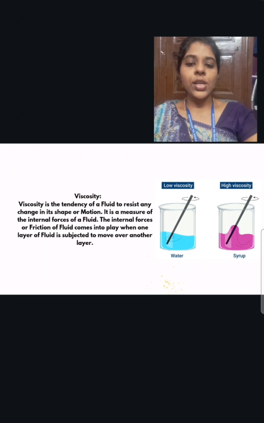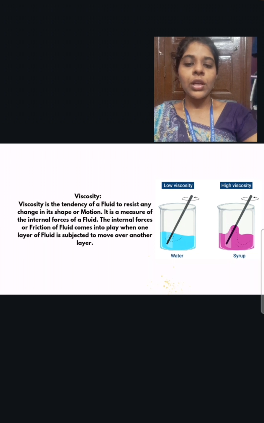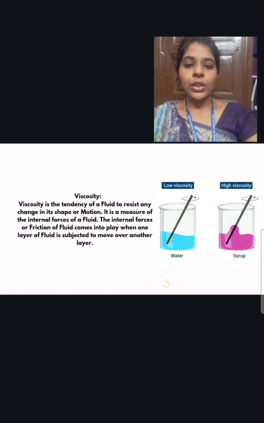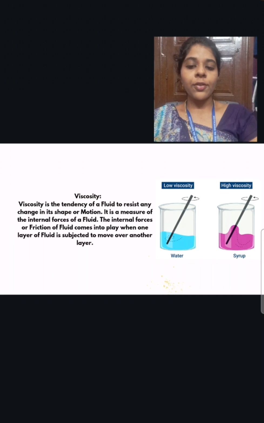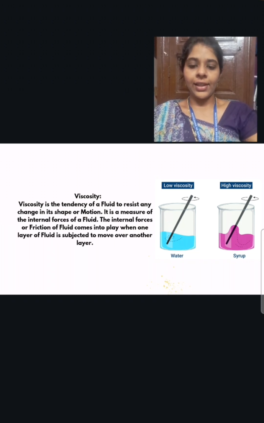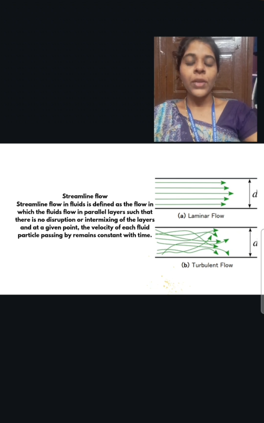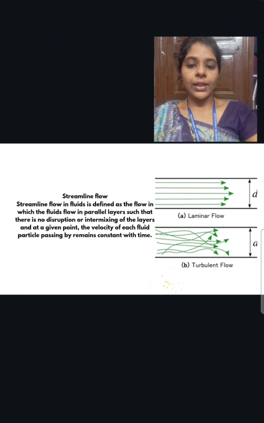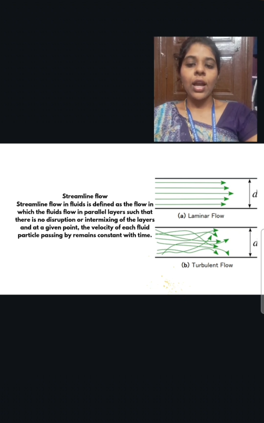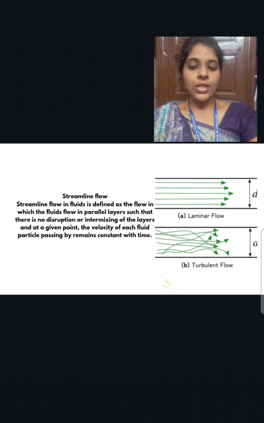Viscosity is the tendency of a fluid to resist any change in its shape or motion. It is a measure of the internal friction of a fluid. The internal forces or friction of a fluid come into play when one layer of fluid is made to move over another layer. Now let's see about streamline flow. Streamline flow in fluids is defined as the flow in which the fluid flows in parallel layers such that there is no dispersion or intermixing of the layers, and at a given point the velocity of each fluid particle passing by remains constant with time.